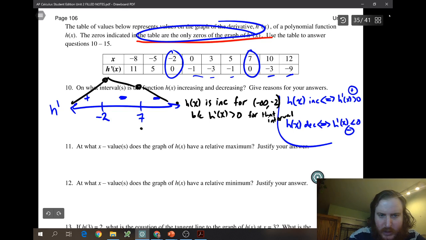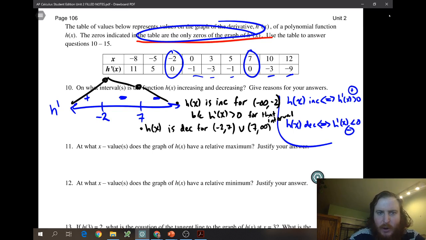Okay, then where is h of x decreasing? H of x is decreasing. We're going to split those up for -2 to 7 union 7 to infinity. Why did I go out to infinity and not stop at the endpoints? Because it says those are the only zeros, so we know we can just keep going. And it's a polynomial function, so it's going to be continuous for every single value. It didn't say that it stopped at -8 or 12. So why? Because h prime of x is less than 0 for those intervals.